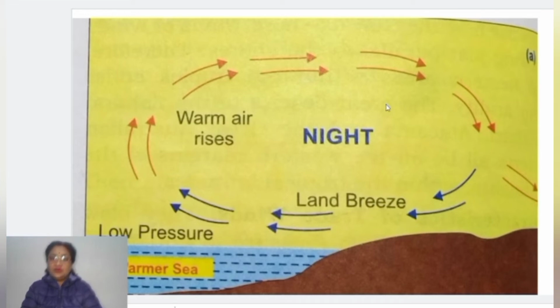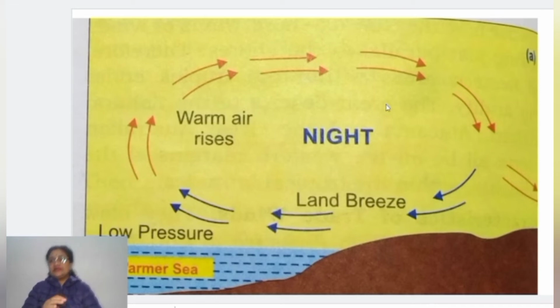So now let's start with the topic. The first type of wind which we have to discuss here is the periodic wind. By the name itself, periodic, you must have got some idea. Periodic means a type of wind which blows during one particular period of time in one direction, and during the other period of time it changes its direction.